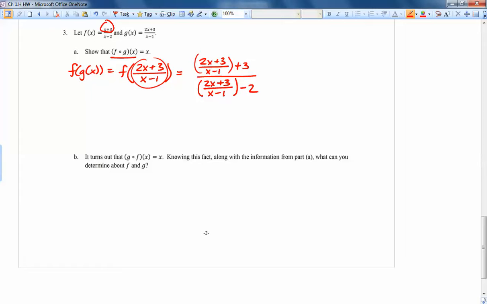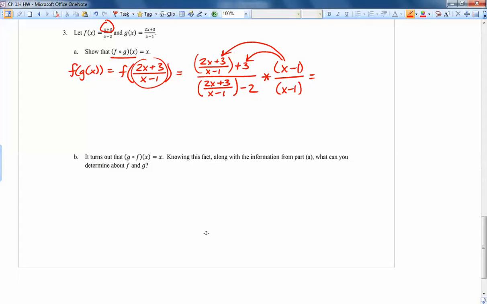Now, what a lot of students want to do is get the 3 over x minus 1 and the 2 over x minus 1 and then multiply it all out, distribute, and add together the two fractions on the top and the two fractions on the bottom. I prefer to use this trick where I just multiply everything by (x minus 1) over (x minus 1). I'm just multiplying by 1, so it doesn't change the value. But what I can do then is distribute this to this one and to that one.